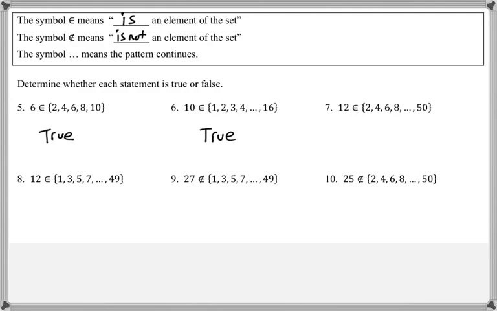For question number 7, it's going to be true because this set is all of the even numbers starting at 2 and going all the way to 50. And that would include 12. So it's true.